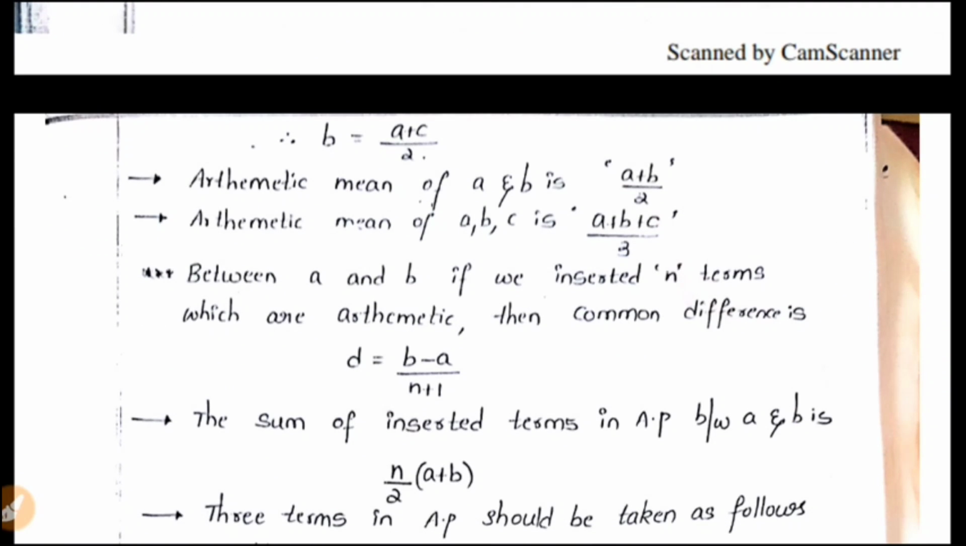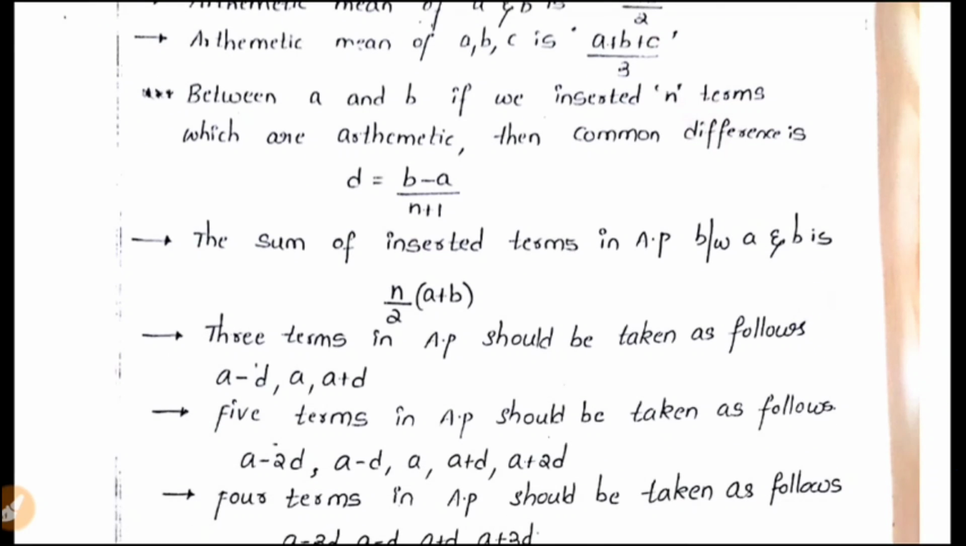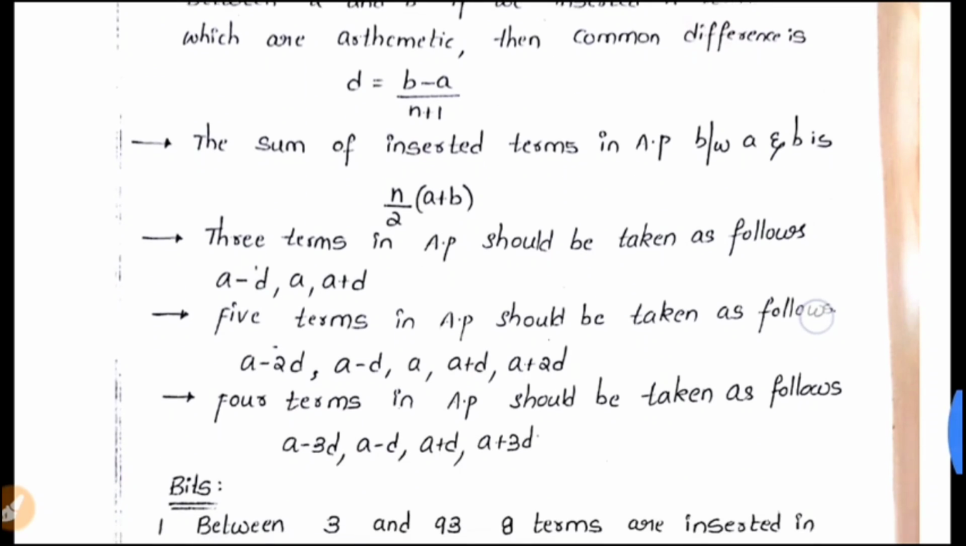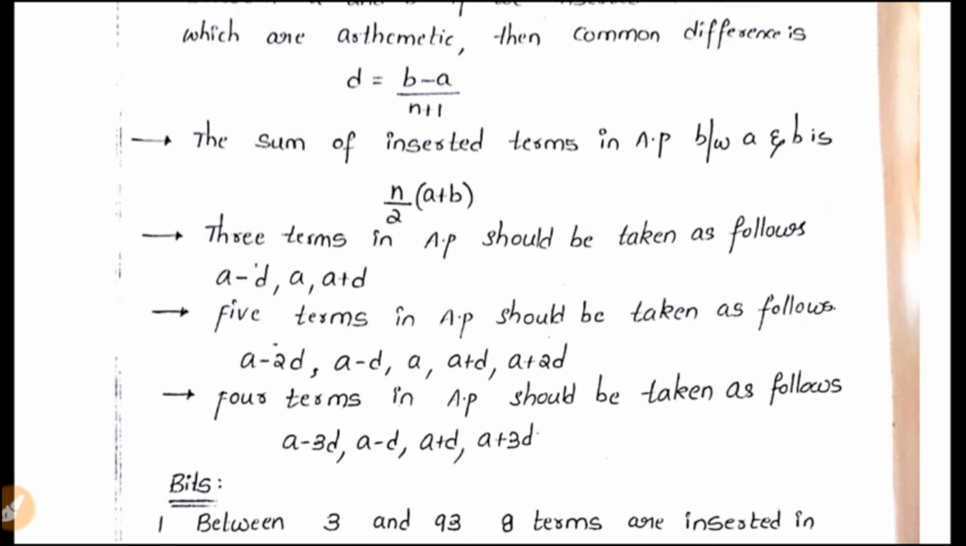Next is another most important formula. Inserting means between A and B means the first term is A and the last term is B, and we put n terms between A and B which are arithmetic. Then the common difference is D equal to (B minus A) by (n plus 1). The sum of the inserted terms between A and B is n by 2 into (A plus B).